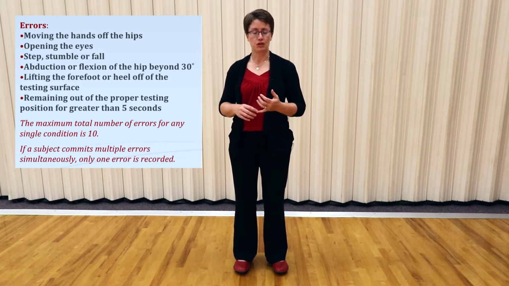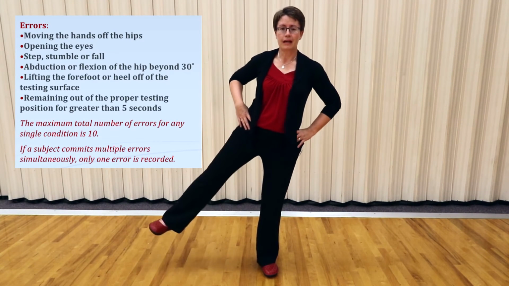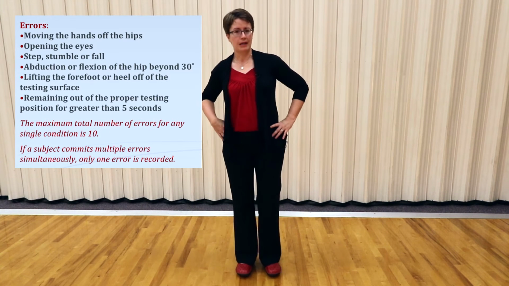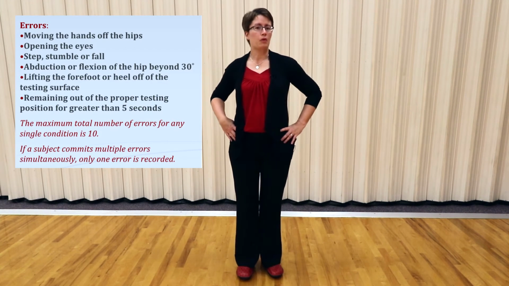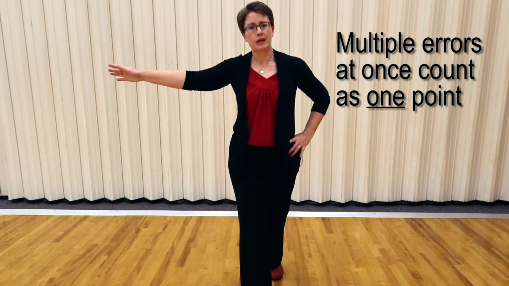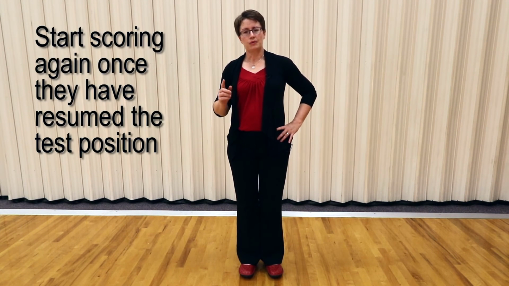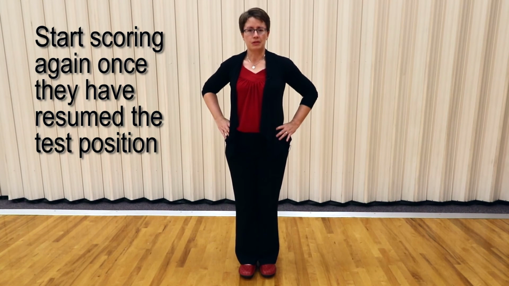For each of the 6 20-second intervals, you will be scoring for a maximum of up to 10 error points. Things that count as an error include moving out of position, which would be moving the hands off the hips, opening their eyes, swinging the leg further than 30 degrees away from the body, stepping, stumbling, or simply falling out of position. If they have multiple errors at once, such as a stumble where they pull an arm away and open their eyes at once, that only counts as 1 error. And you should not resume counting until they've moved back into the position.